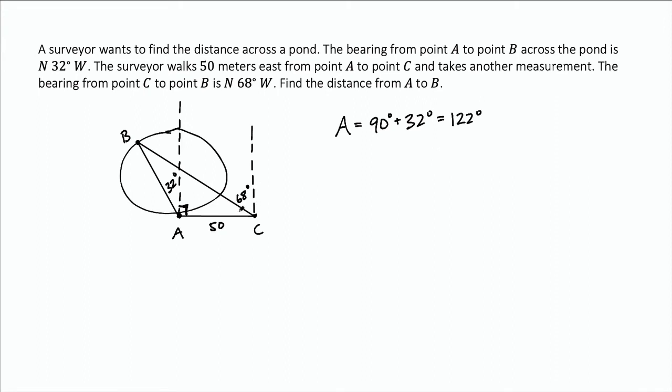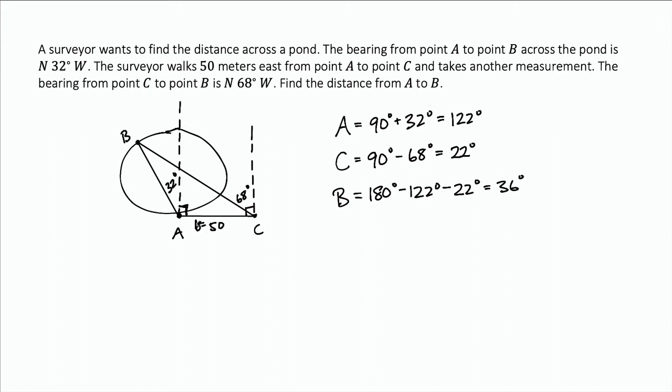And then we can find the angle C because we know that that's a right angle, and we know that part of it's the 68. So angle C, we're going to get 90 minus the 68 degrees, and that's 22 degrees. So now we've got these two angles, and we've got this side 50, which is side length B. We can get angle B by doing 180 minus those two. So B equals 180 minus 122 minus 22. And that's 36 degrees if I'm not mistaken.